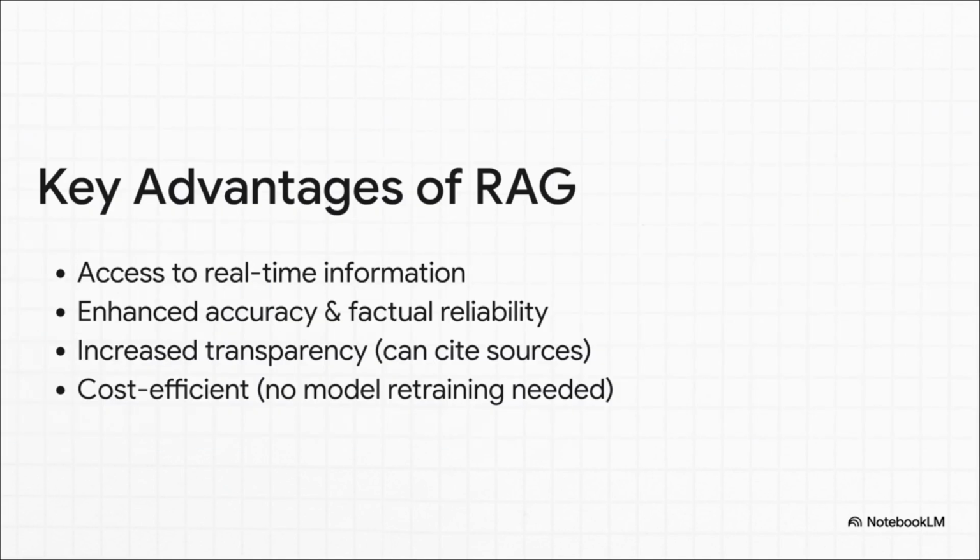So, why would you pick RAG? Well, the advantages are huge. You're getting real-time information, which dramatically boosts accuracy and helps get rid of those weird AI hallucinations. It's also transparent. It can literally show its work by citing sources. And maybe best of all, it's incredibly cost-efficient. You just update your document library, you don't have to go through the expensive process of retraining the entire model.